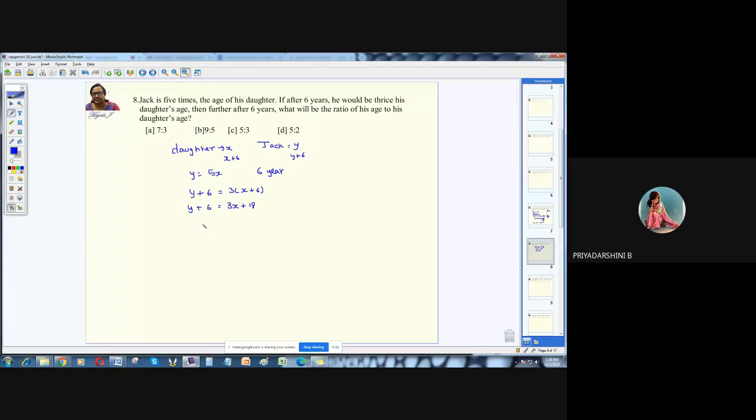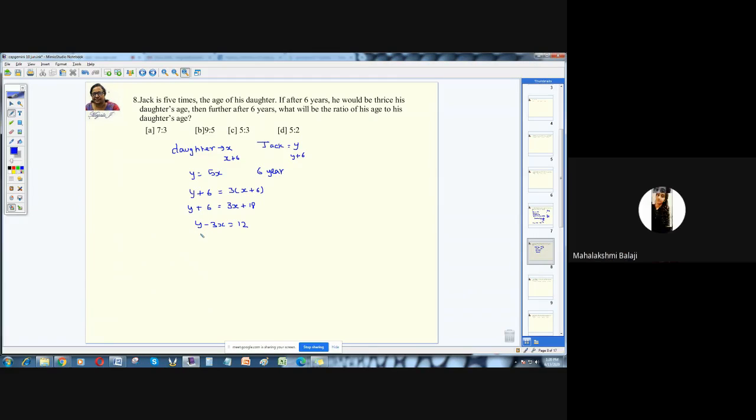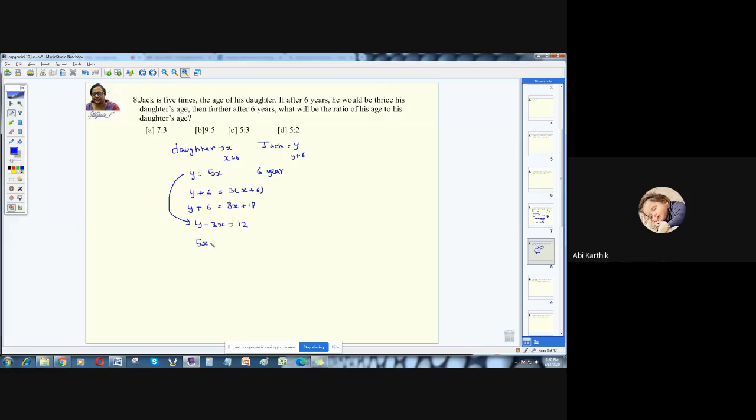So 3x minus y is equal to 12. Next, from the first part of the question we have y equals 5x. So you substitute here: 3x minus 5x, so 2x equals 12 and x equals 6.